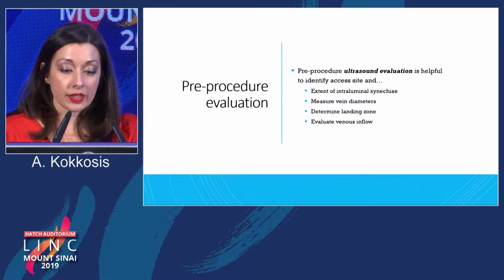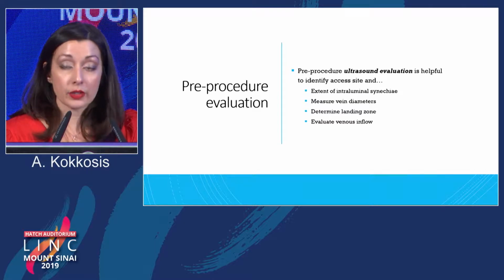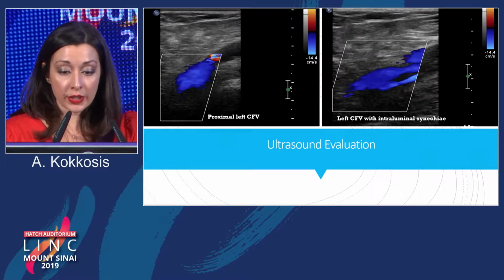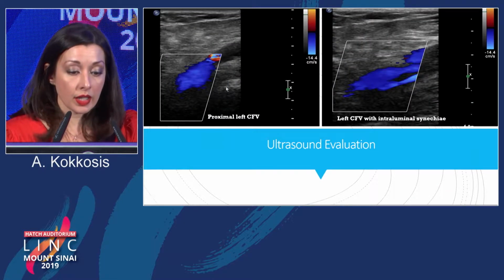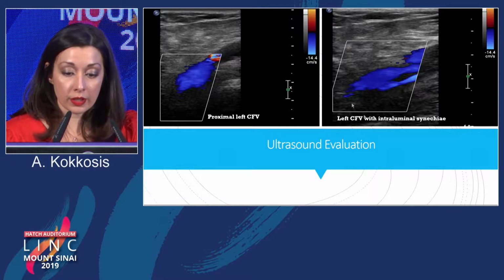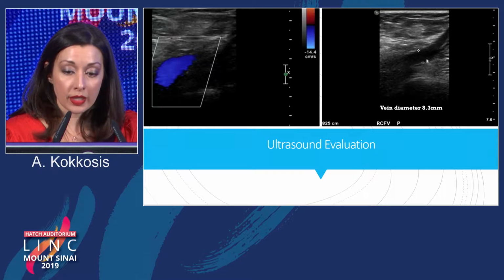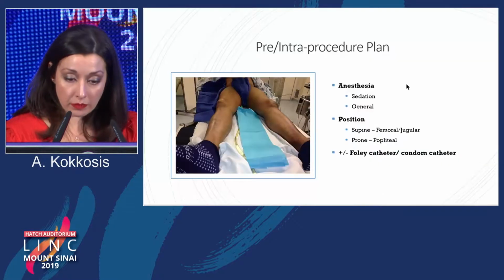It gives you an idea of the extent of the intraluminal synechiae, measures your vein diameters, determines your landing zone, and evaluates the inflow. So here's just an example of a case, looking here at the common femoral, the flow. Here you can see the synechiae in this area, and also you can measure your vein diameter.